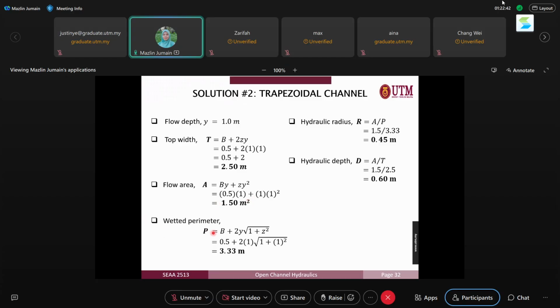Okay, and then next for the wetted parameter, so this is the equation. P equal to B plus 2y times square root of 1 plus Z square. Then we just replace the values of B, Y, and also the Z. So then just put the value into your calculator. So you will get the wetted parameter equal to 3.33 meter.